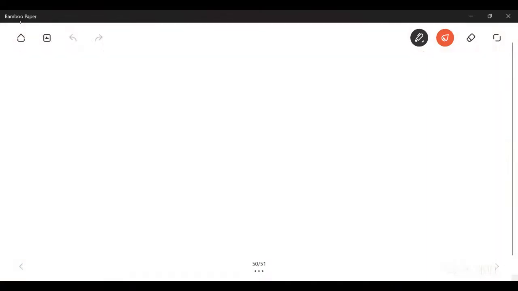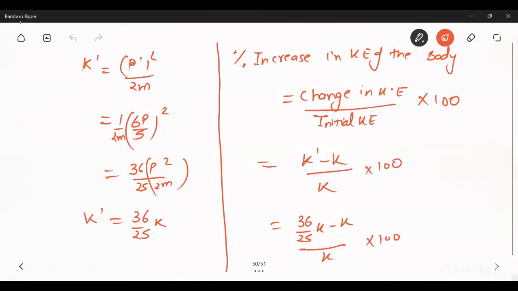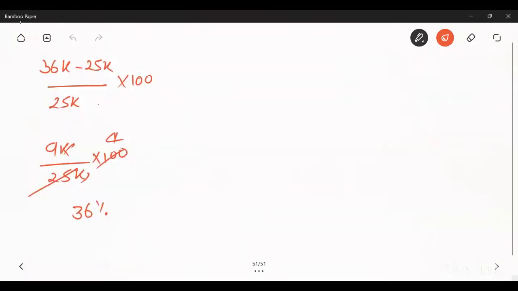Now, our new K dash will be final momentum square upon 2m. So 1 upon 2m of 6P upon 5 whole square. The value of P dash is 6P upon 5. So we get K dash as 36 upon 25 of K. Now the percentage change in kinetic energy of the body can be calculated by the formula: the change in KE upon initial KE into 100. So the change in KE is K dash minus K, and initial KE is K, into 100. On solving, we will get an answer as 36%. Now, come to the next question.